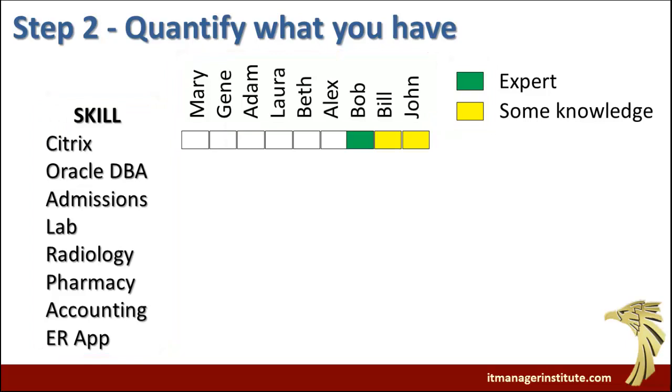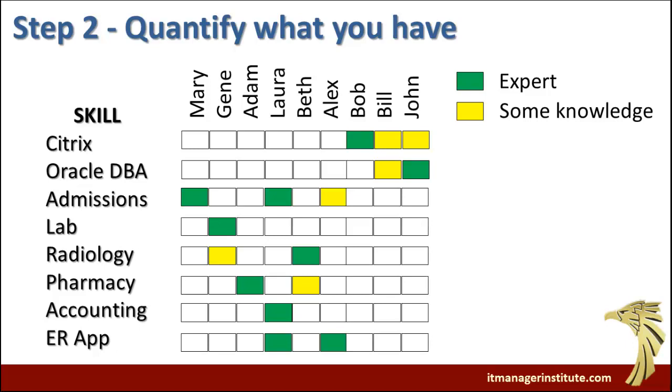All right, so we go through all these, and what you see is in Citrix, Bob has green, so he has functional knowledge, he's an expert. Bill and John have some knowledge about Citrix, so theirs is in yellow. Oracle DBA, John is in green, so he's an expert. Bill is in yellow, so he has some knowledge. If you go on down to lab, I have one person. Jean is an expert, but I don't show anybody who has any knowledge in lab. Well, that's dangerous, as I keep saying.